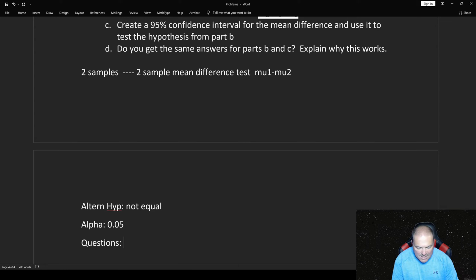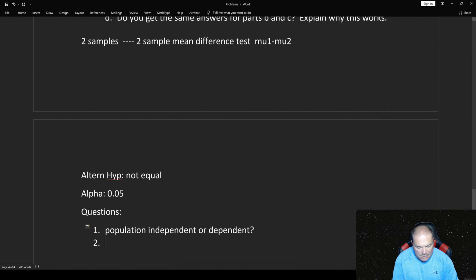Okay, so we have some questions we have to answer. First, are these populations independent or dependent? That's the first question. Second question is, are the population variances equal or not?